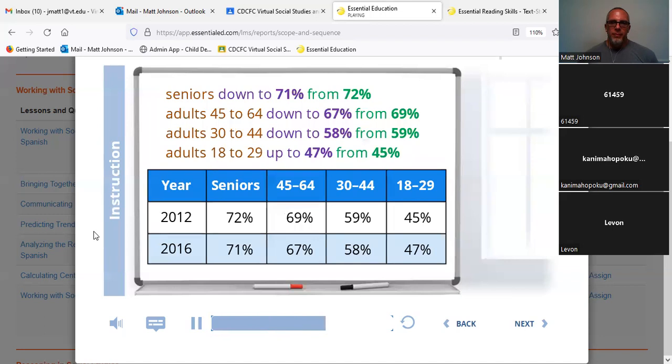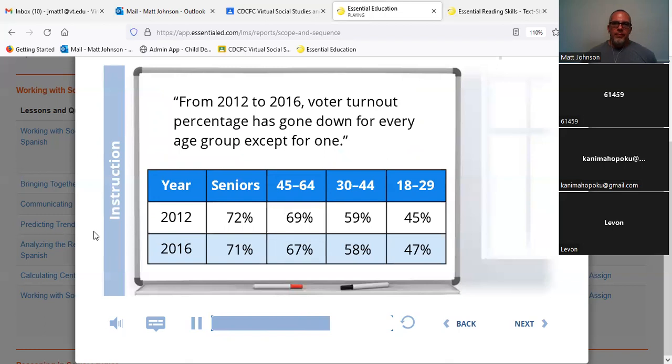Does this look right to you? The original text said that voter turnout went down for every age group except for one. My table seems to agree. Every age group had a lower turnout percentage in 2016 except for the 18 to 29 age group. That group's participation went up by 2%, so this looks right to me.